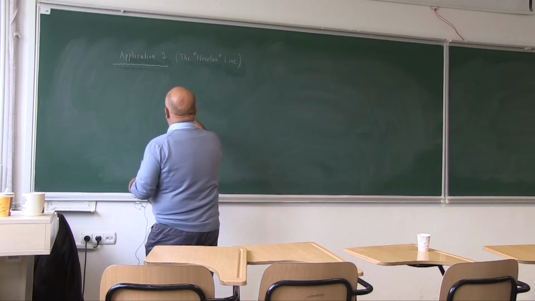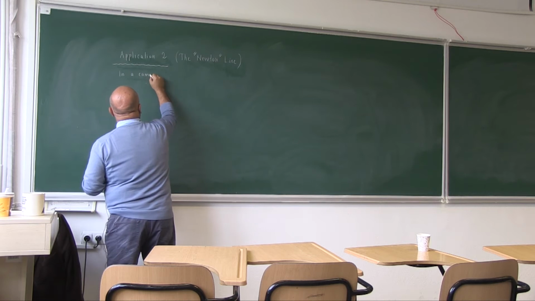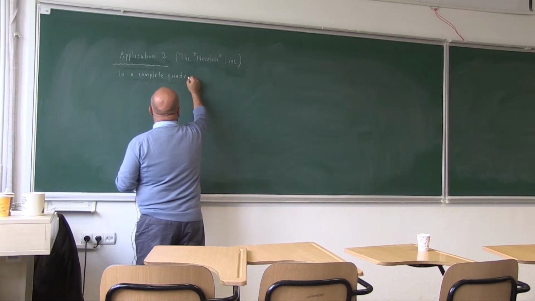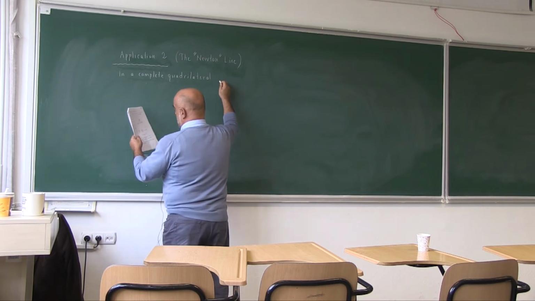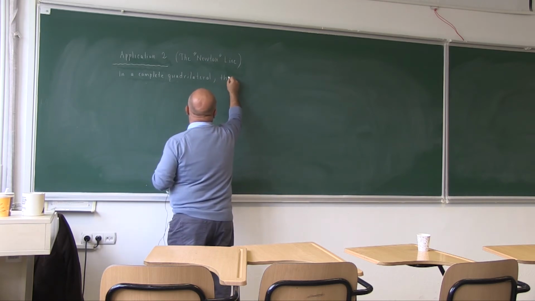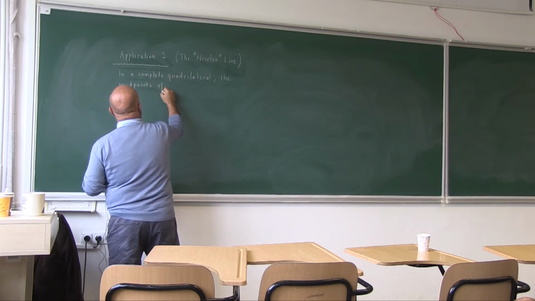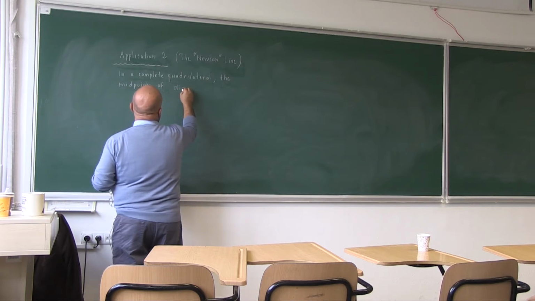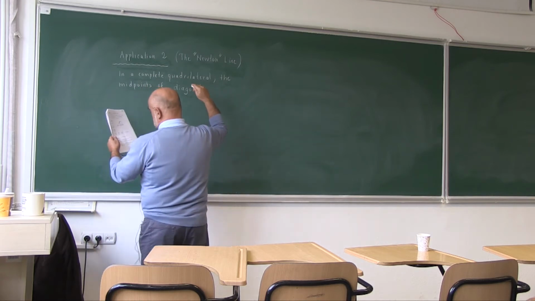It says, in a complete quadrilateral, the midpoints of diagonal segments, let me say just diagonals, are collinear.